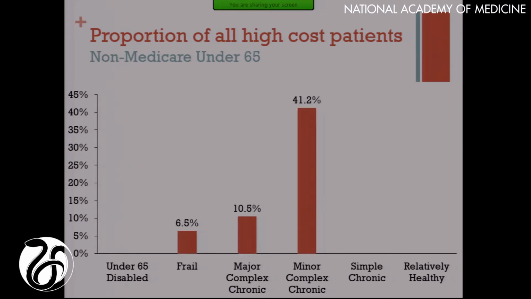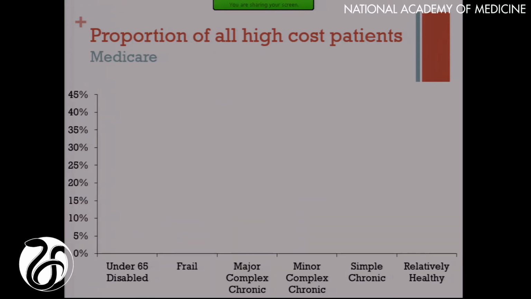If you look at under 65, so the non-Medicare, the commercially insured population, this is what the high-cost population looks like. Interestingly, it's not a lot of people with major complex chronic. It's minor complex chronic and simple chronic. There's a little bit of a surprise to me, at least, that that's who the high-cost patients were in the commercially insured. Medicare looks very different.